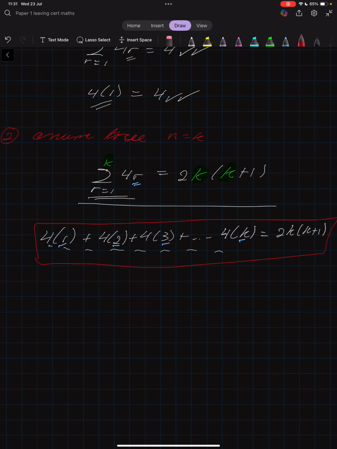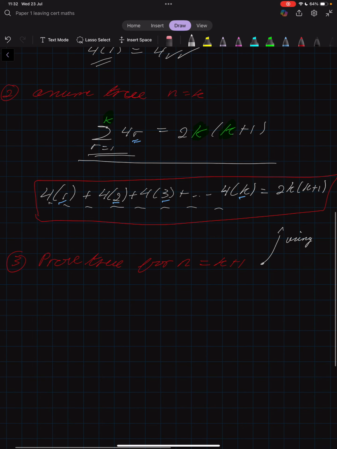Now the next thing I need to do, the third step, is to prove it true for n equals k plus 1. Okay, so again, this is probably very abstract and very weird. Just bear with me for a minute, and then at the end, hopefully this will make sense. So you're proving that it's true for n equals k plus 1 using this. Very, very important. Okay, it has to be using this.